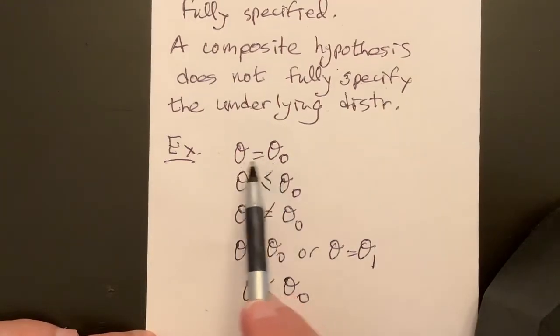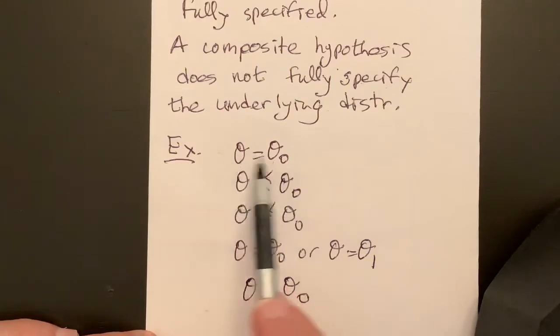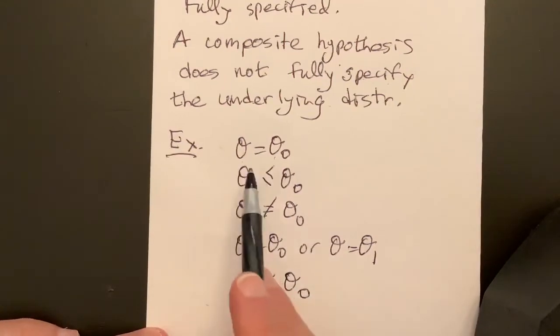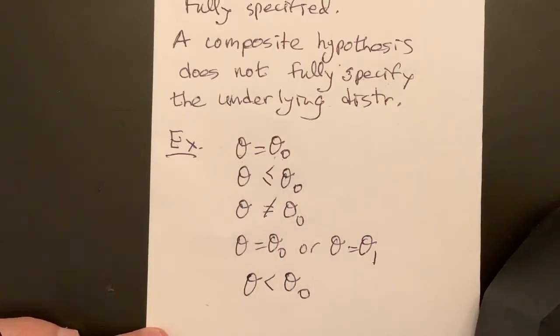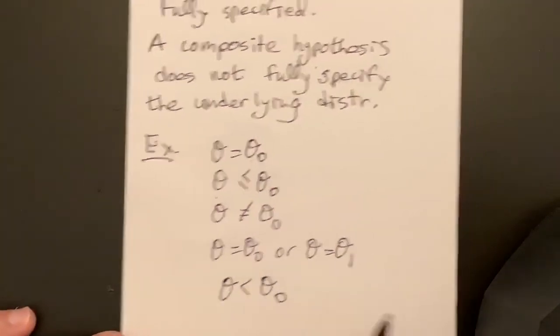This one is simple. We're assuming there's only one parameter, theta. Then this is simple because now the underlying distribution is completely specified. What about this one? Not simple. What about this one? Not simple unless there's only two possibilities for theta 0. This one, still not simple, right? This one's definitely not composite, so this one's simple.